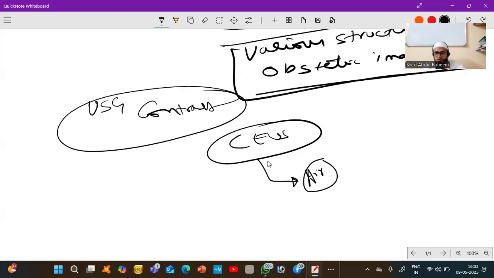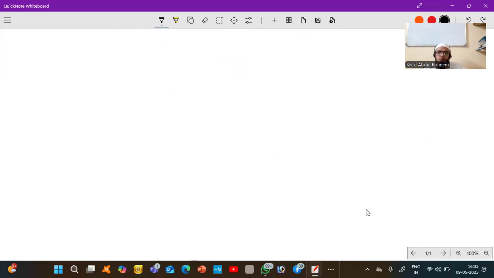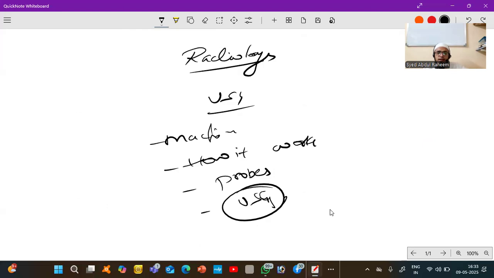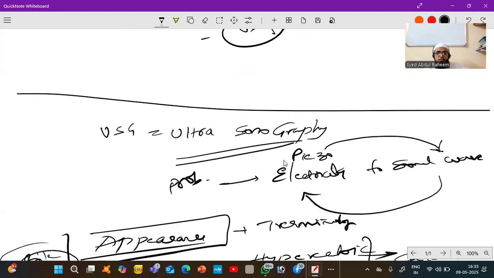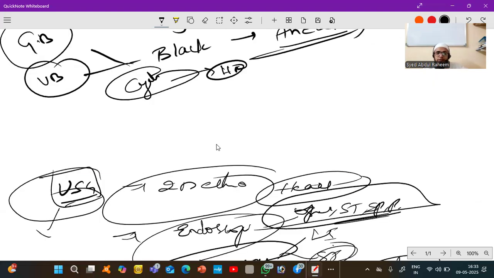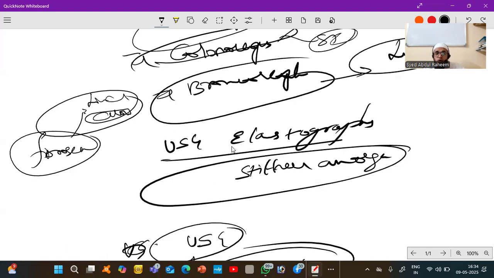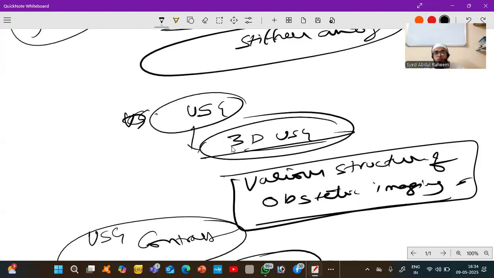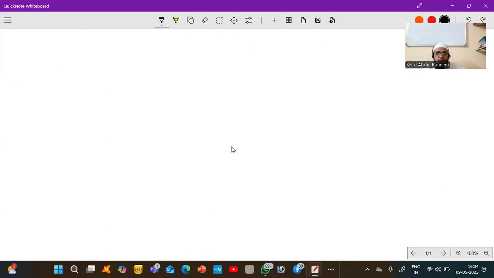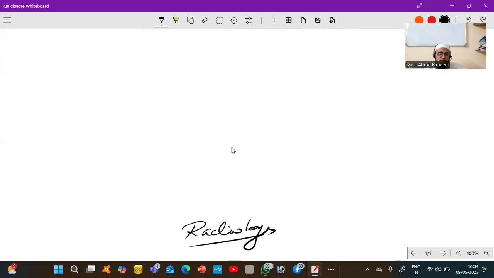So this is all about ultrasonography. We saw different things related to ultrasonography, how it works, and how the machine works, and appearance terminology, and types of USG. Different types of probes, when and where to use them, were discussed. So this is all about USG.